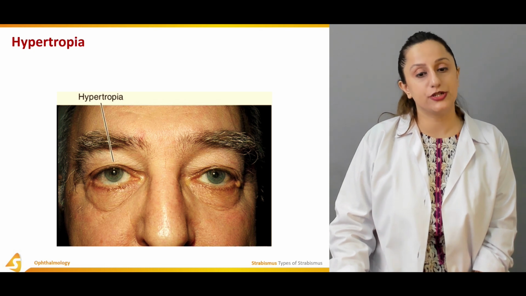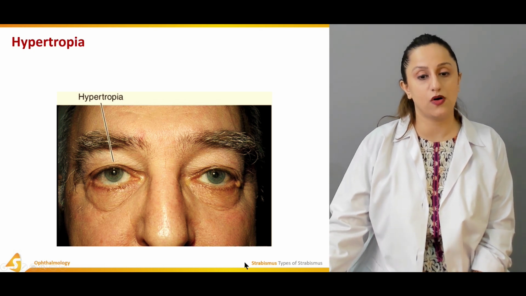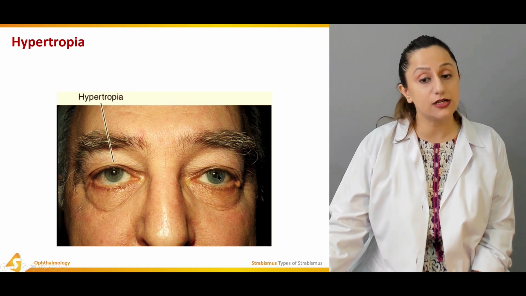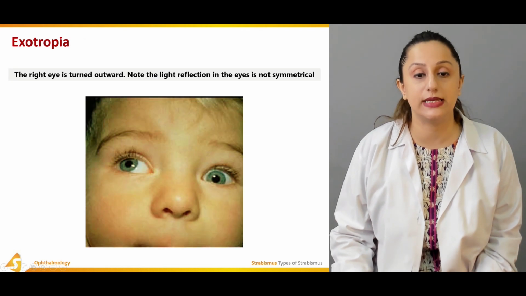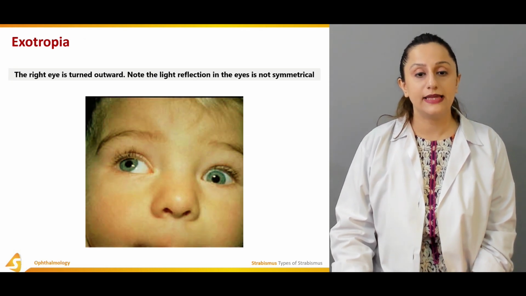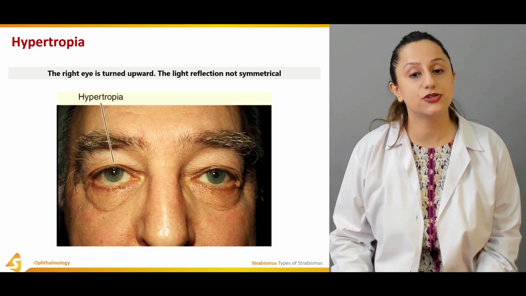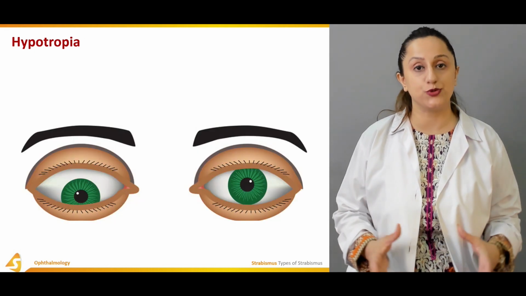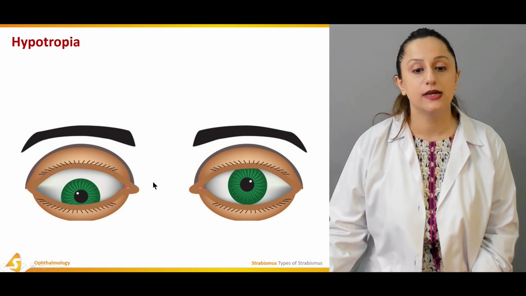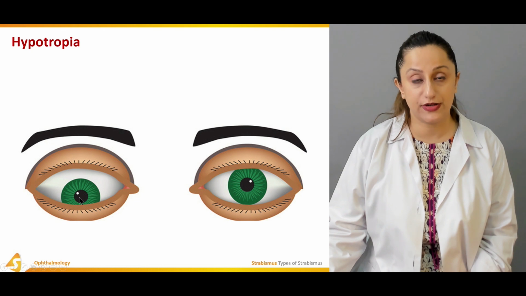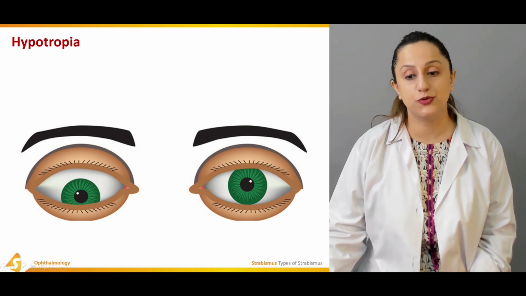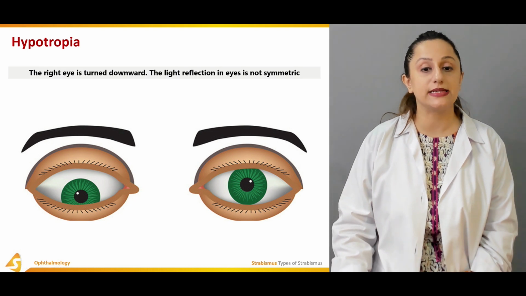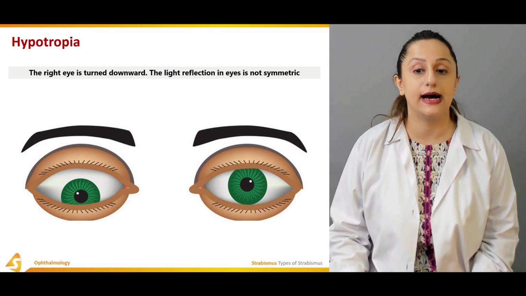Then we have the hypertropia, which is basically the superior deviation of the eye. Even here, you can see that the light reflexes are not symmetrical, and there is a slightly superior deviation, hypertropia, noted in the right eye. The right eye is turned upwards, and the light reflection is not symmetrical even in this case of hypertropia. Then we have the hypotropia. As you can see over here, the eye is deviated inferiorly, and this condition is known as hypotropia in these individuals. Over here, the right eye is turned downwards, and the light reflection in the eyes is not symmetrical either.